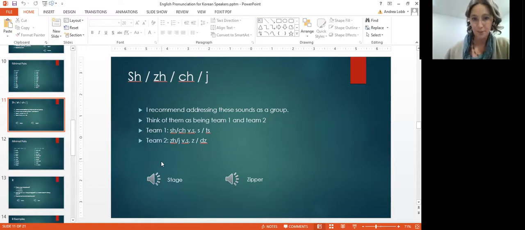Okay, so let's talk a little bit about the difference here between sh and ch. Again, team one. We're going to group them together so that they're easier to learn. The difference here, they're both fricatives, for the most part. They have this blowing air component. So they're not different that way. What they are different by is place. S, my tongue is all the way in the front. Kind of have a smiling position.